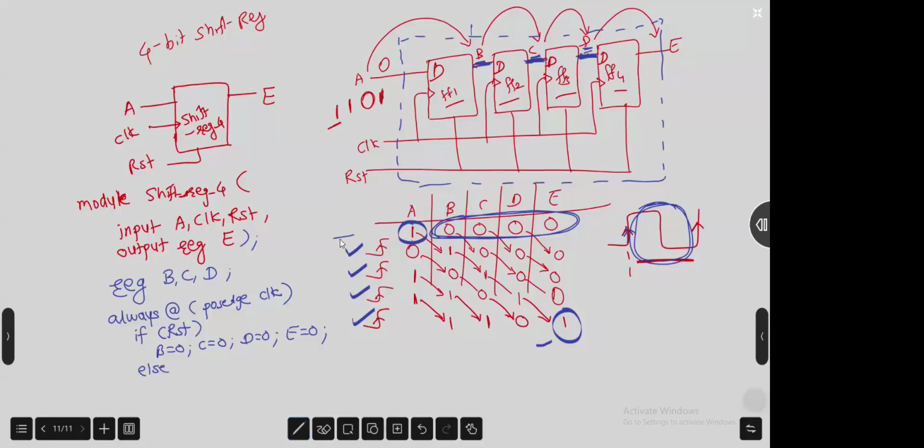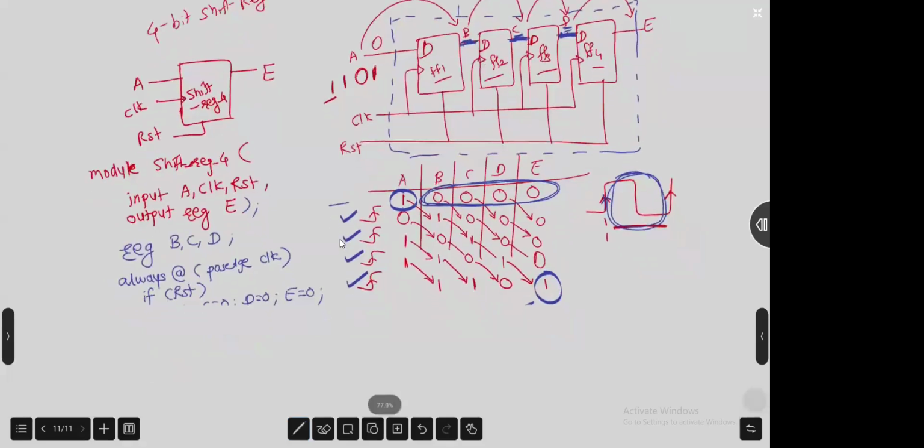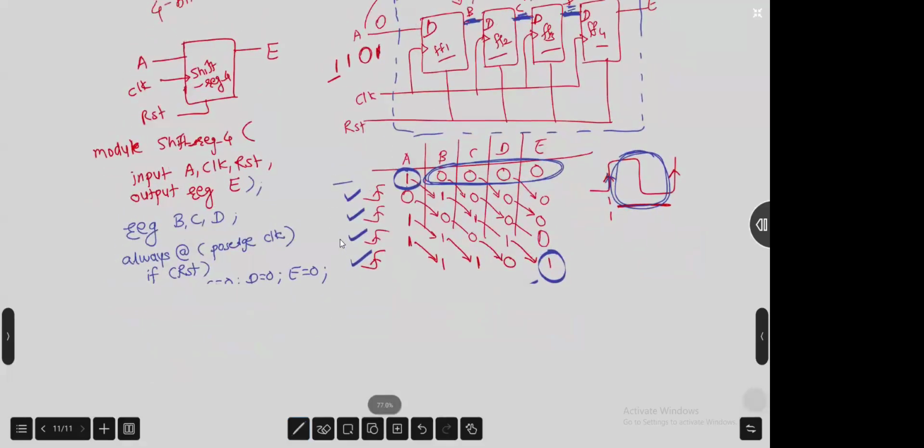If reset is not 0, what should happen? If it is not 0, what happens? Where should the value of A go? To B. So B equals A. Then the value of B should go to C. Here we are having multiple statements, so you can start with begin.